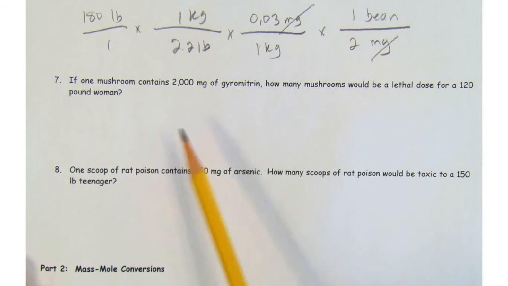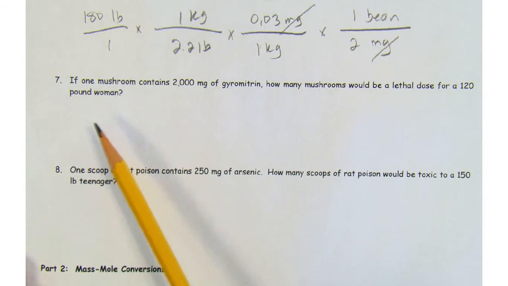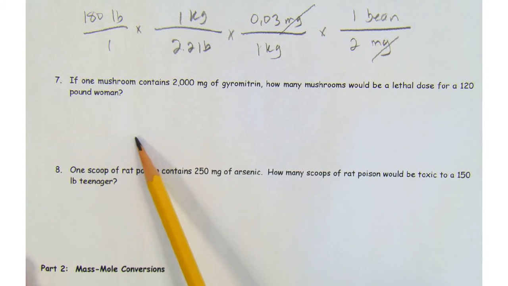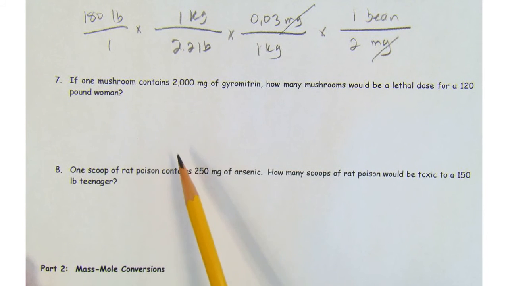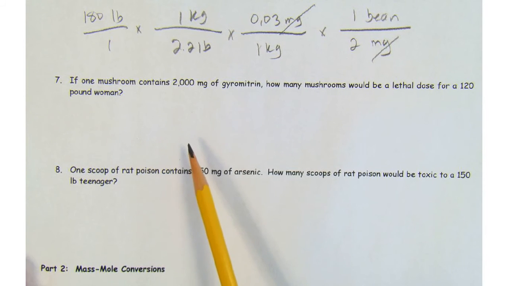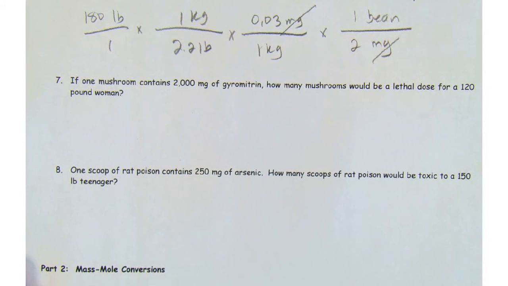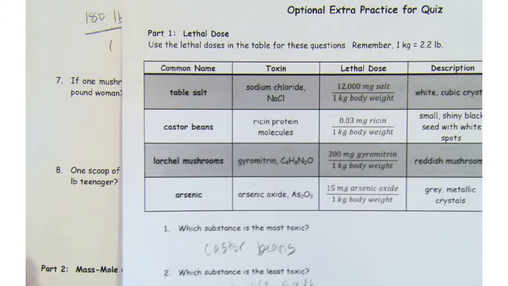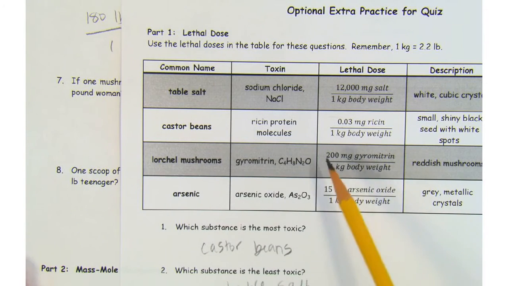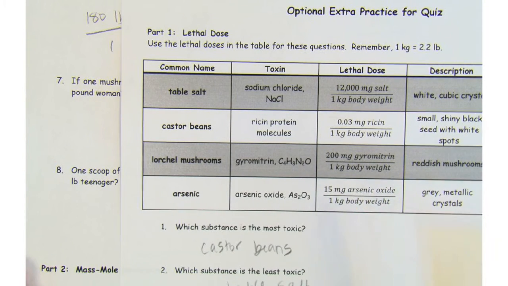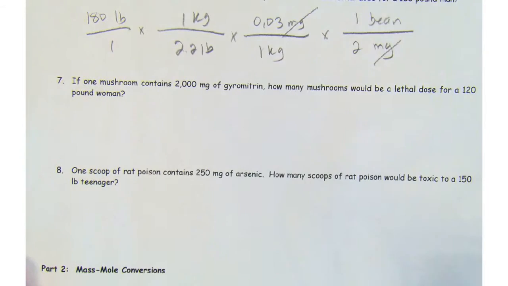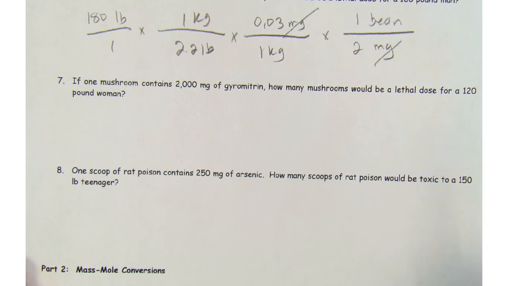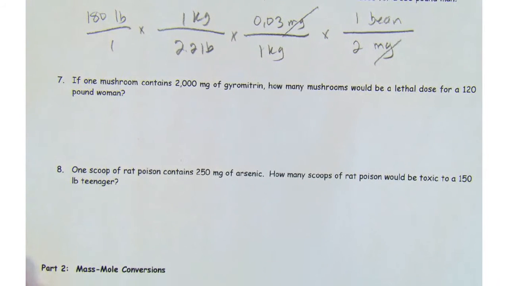The next one will be set up exact same. So you'll do 120 pounds over 1 times 1 kilogram over 2.2 pounds times the lethal dose for the mushrooms, this fraction, 200 milligrams over 1 kilogram. And last, you'll do 1 mushroom on the top divided by 2,000 milligrams on the bottom. So 7 and 8 are very similar.